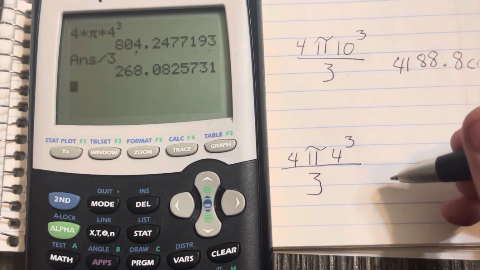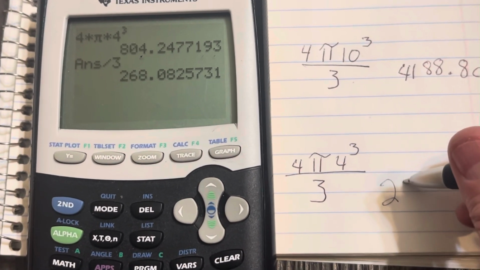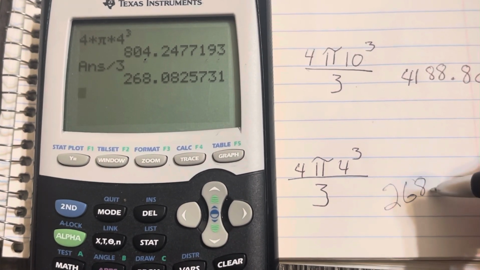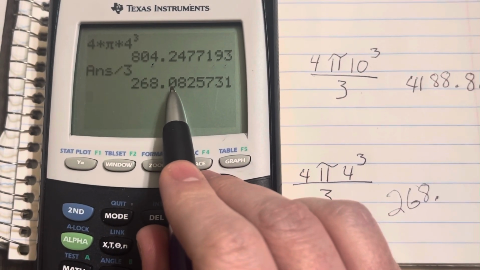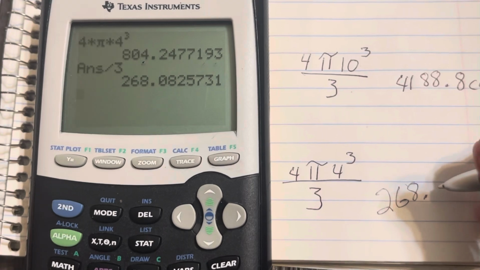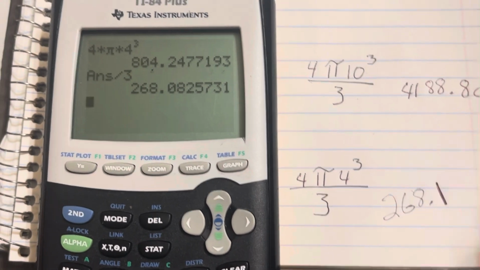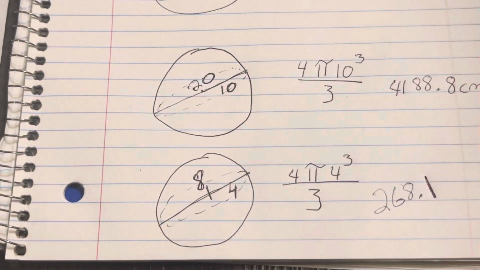So our final answer is 268 point, and the 8's going to make that round up. Good job. All right, so that is our spheres.